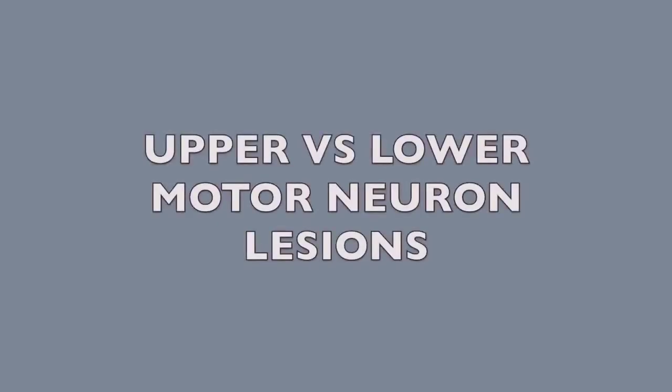In this video, we will talk about motor disorders. And what I mean by disorders is disorders affecting somehow your skeletal muscles, your voluntary muscles. We'll be comparing upper motor neuron lesions to lower motor neuron lesions and what each of these mean.